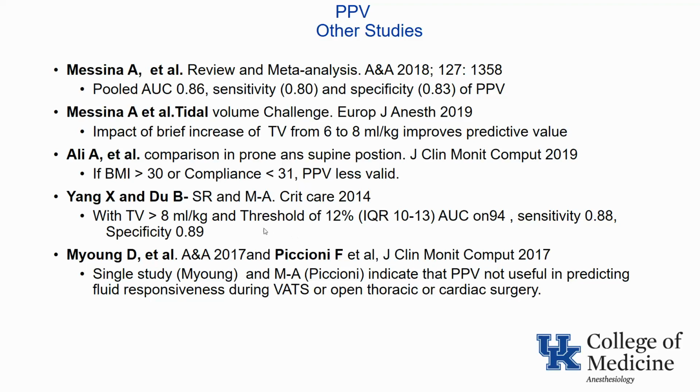This is an interesting study that showed that in their study the threshold was 12. The area under the curve was about 0.95, the sensitivity and the specificity pretty good. On the other hand, these two studies showed that it's not helpful in patients undergoing VATS or open thoracic surgery or cardiac surgery.